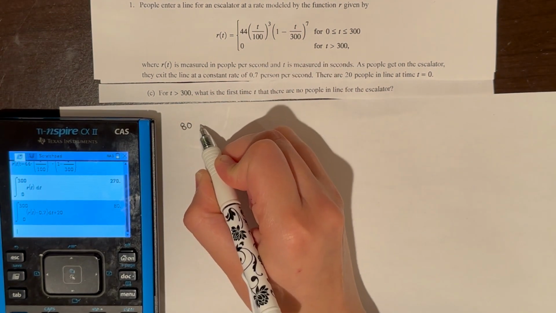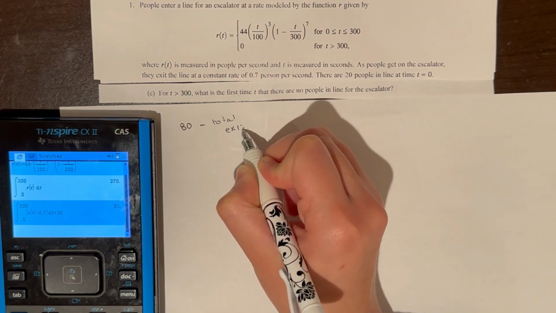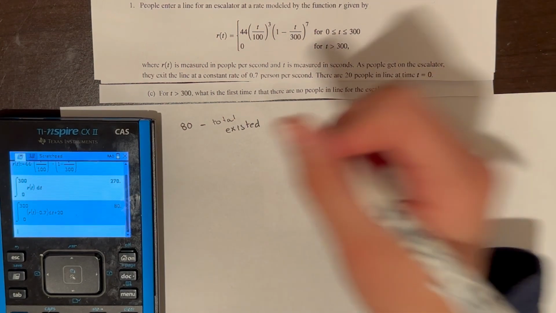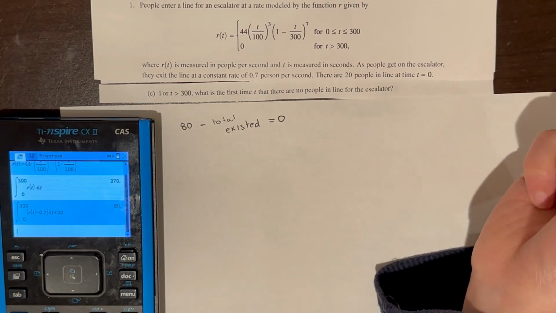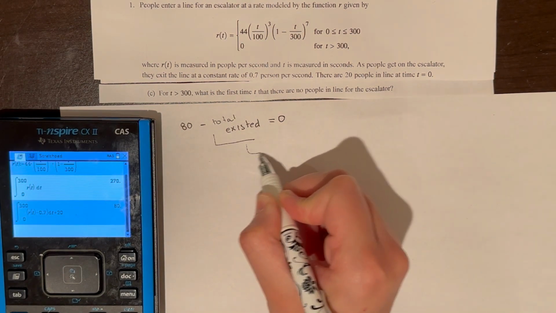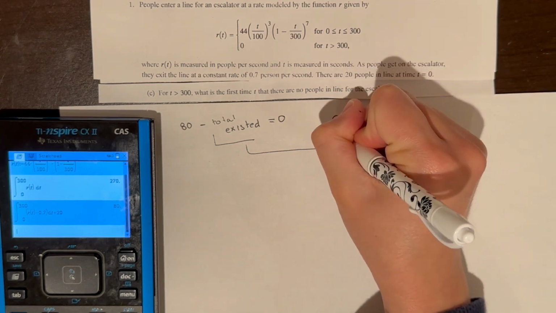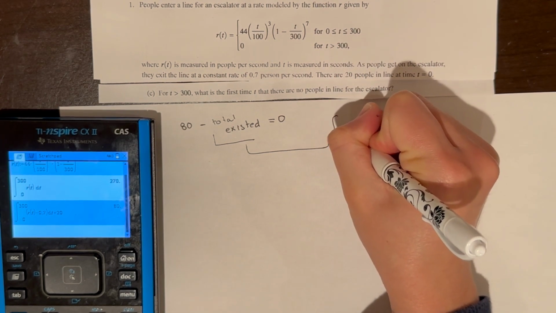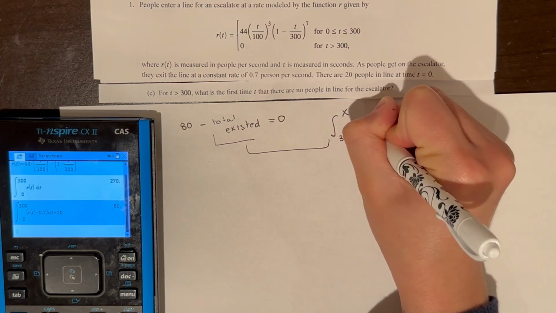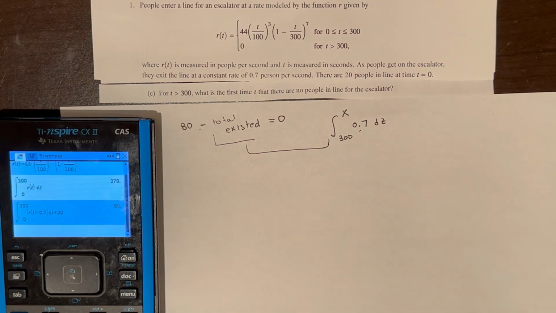80 people in line minus the total amount who have exited between a time period of 300 to an unknown time t should equal 0. And because we're good at integrating, we should know that total people exiting from time 300 to unknown should be the integral from 300 to x of 0.7 dt. And the reason I'm not putting a negative is because it's right here.